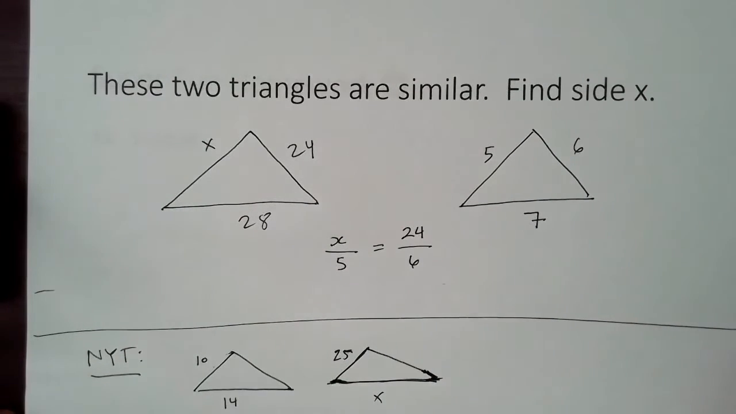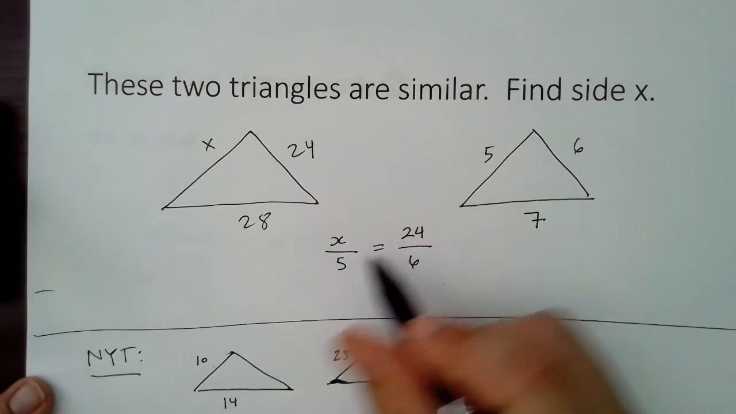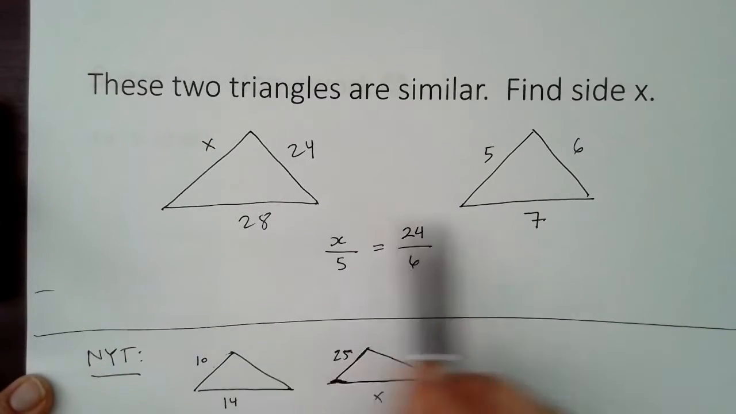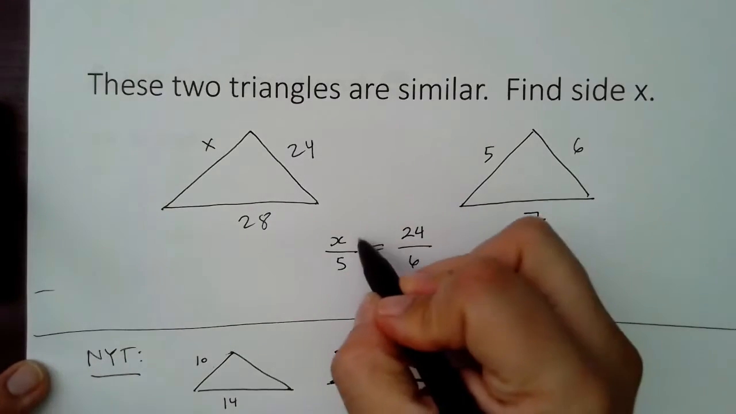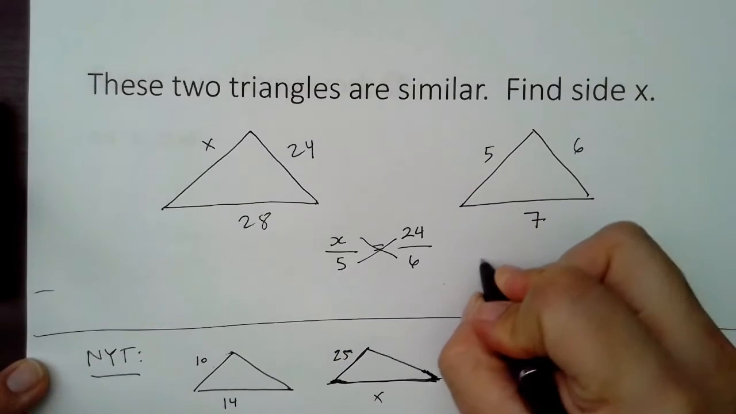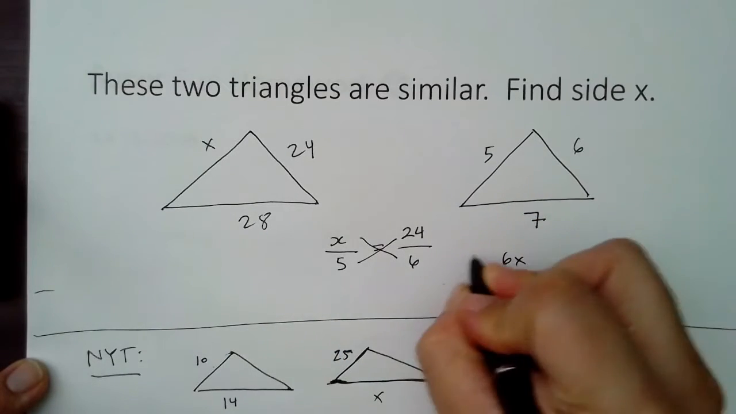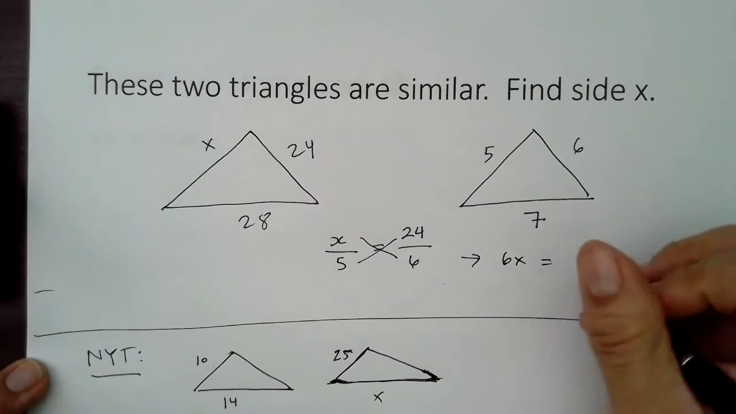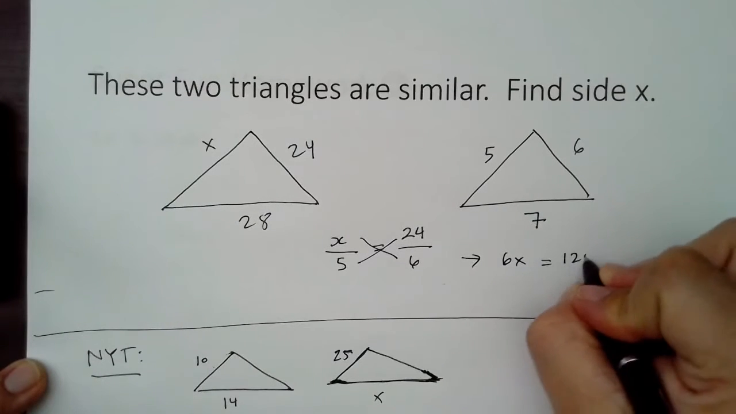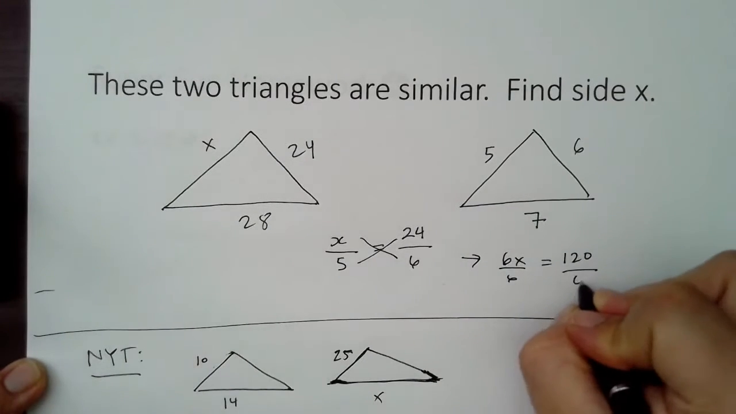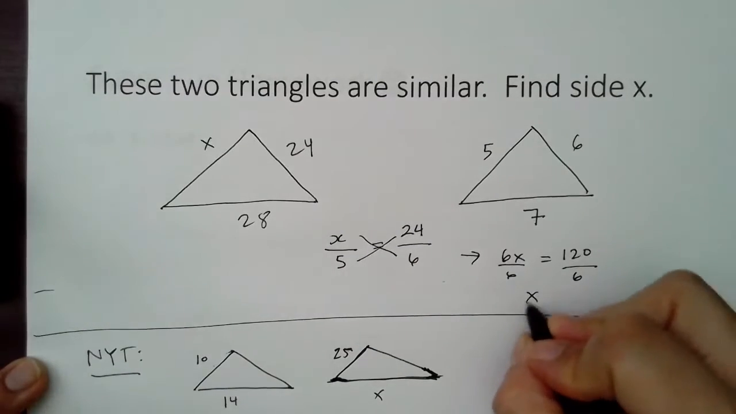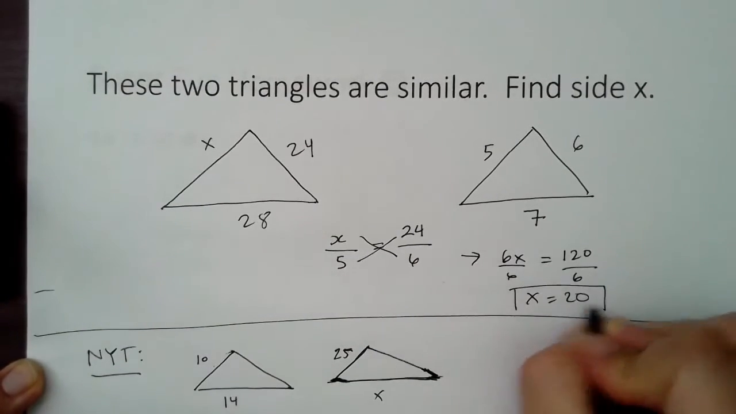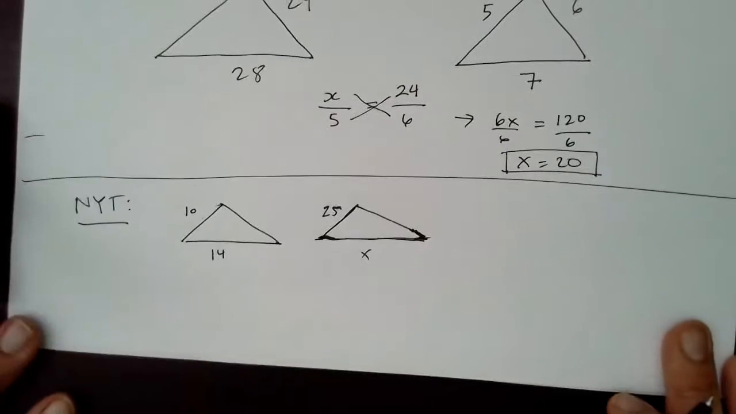Okay? So let's go ahead and solve it. You can also set it up using 28 and 7. That's fine. So let's cross multiply. We get 6x is equal to 24 times 5, which is 120, and then divide by 6, and you would get that x is equal to 20. Okay? Not too bad. So let's try this one.